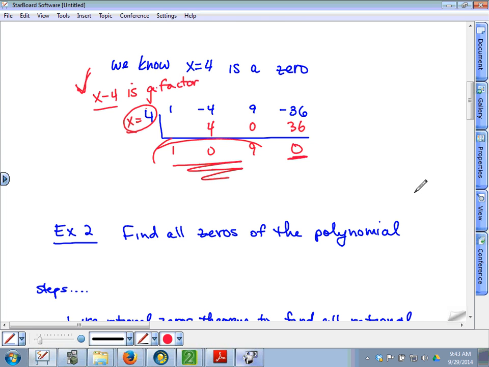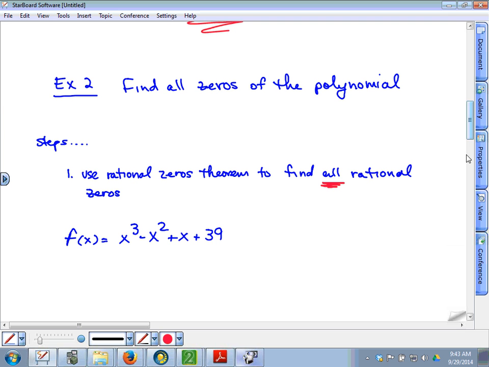You guys follow? It's the same thing that we're going to do here. So, if you cannot factor by grouping, these are the steps that you take. You use the rational zeros theorem to find all the rational zeros. So let's try that. That's the P and the Q stuff, if you're still wondering what the rational zeros theorem is. It's the P's and the Q's.